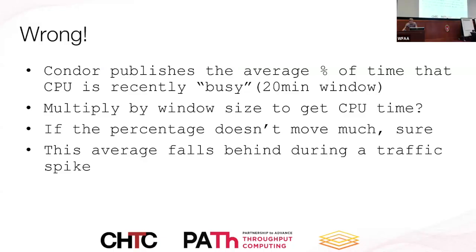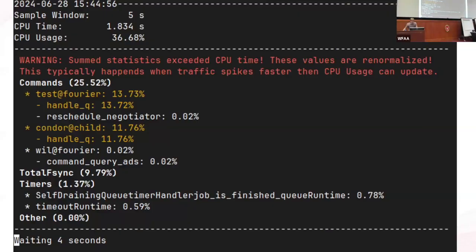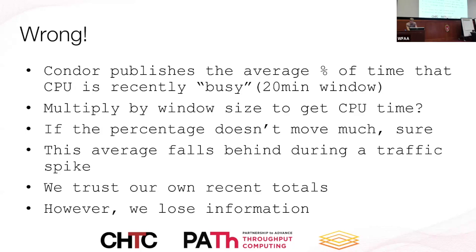So the problem is that if we have a heavy spike in traffic, this average is going to fall way behind what we're totaling, and we're going to end up with something like this. And essentially, you can see the other at the bottom is 0% there. We have to renormalize because the totals that we're getting are so much higher than the average. We have to trust our own totals. And as a result, we kind of lose a lot of information in the process.